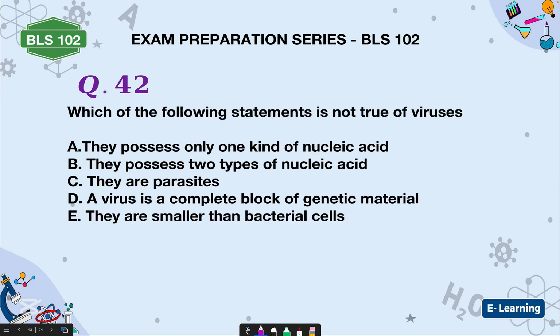Now, which of the following statements is not true of viruses? They possess only one kind of nucleic acid. Now, they possess two types of. So, which of the following is not true of viruses? They possess two types of nucleic acid. They are parasites. A virus is a complete block of genetic material. They are smaller than bacteria.